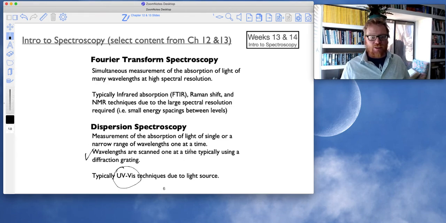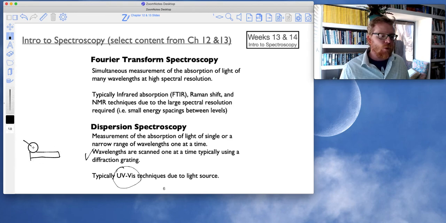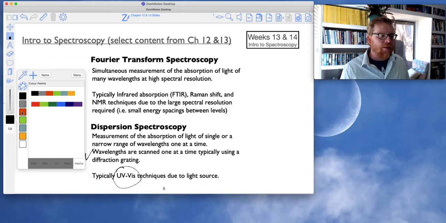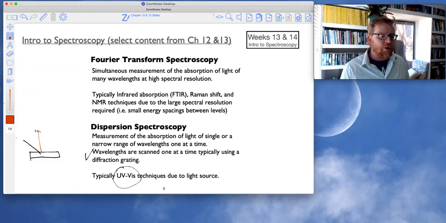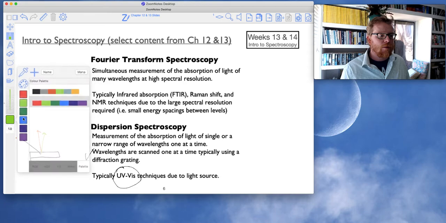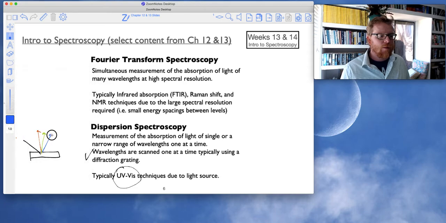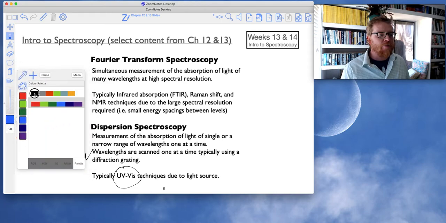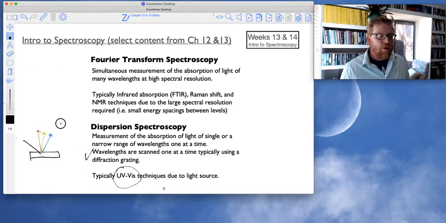These wavelengths are typically scanned one at a time using a diffraction grating. So we would have our diffraction grating right here, we would have our incident light coming in, and let's draw a couple of different colors right here. And we would have our sample perhaps somewhere right here.